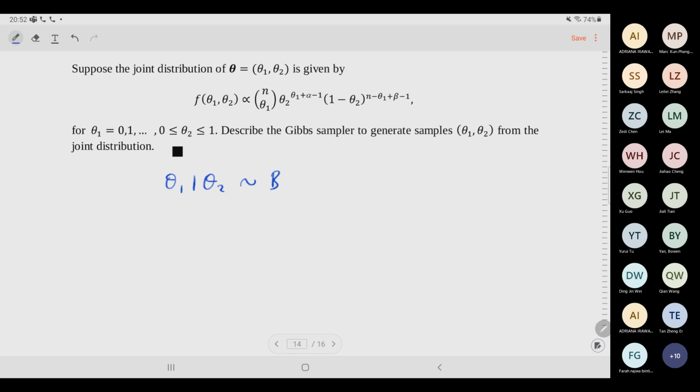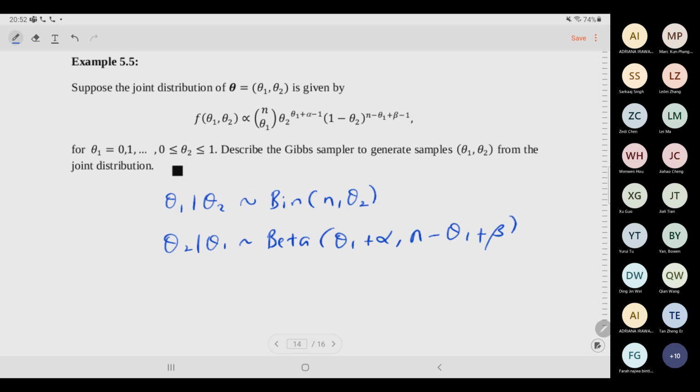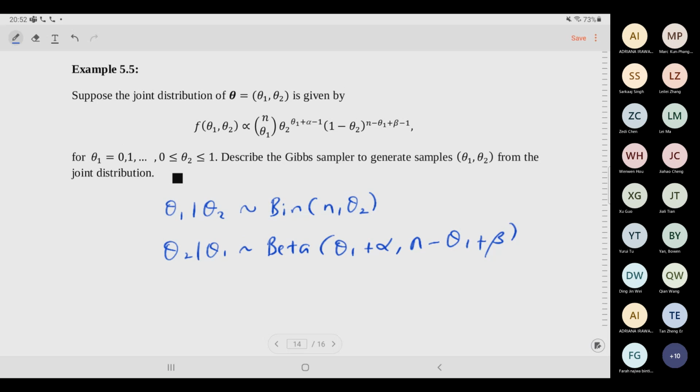So theta 1 is actually binomial, and theta 2 given theta 1 is actually beta, with theta 1 plus alpha and n minus theta 1 plus beta. Actually, you can have a look. So when you do this, looking at the kernel, the important part is to look at whether the parameter is discrete or continuous.